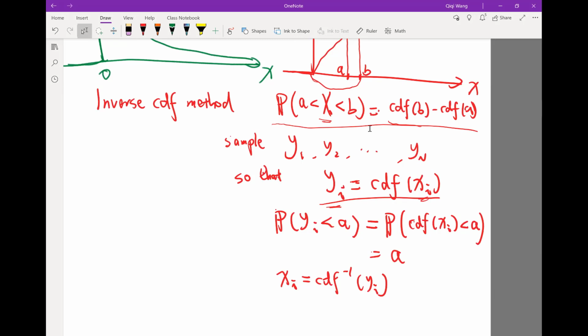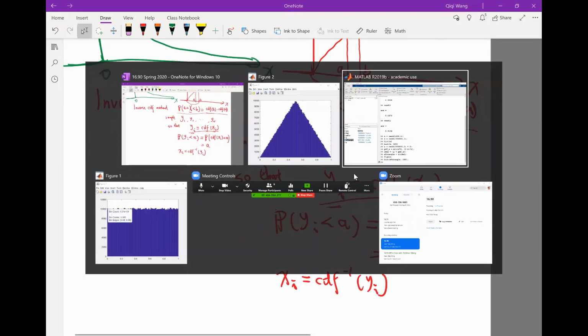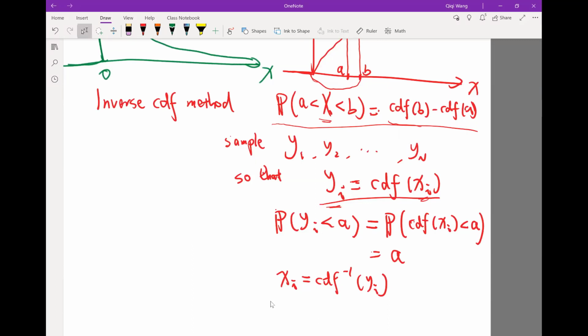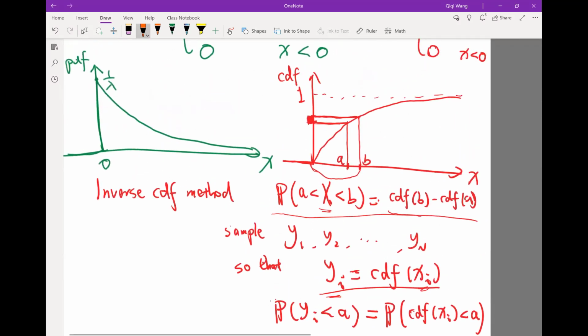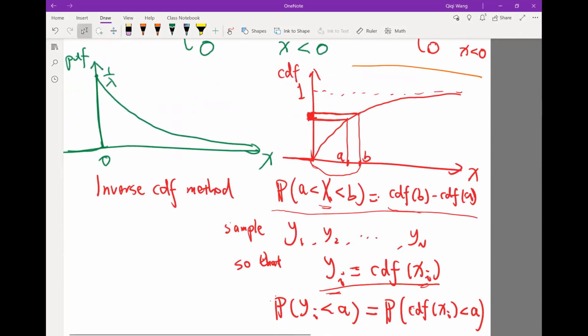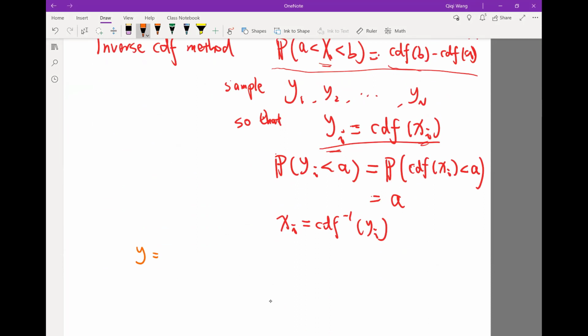All right, so let's see how that works in practice. Again, we have x. This time we want an exponential distribution. Let's start with lambda equal to 1. If lambda equal to 1, what is my inverse CDF? I have the CDF being this, and if y is equal to 1 minus e to the minus lambda x, I want to figure out x as a function of y.